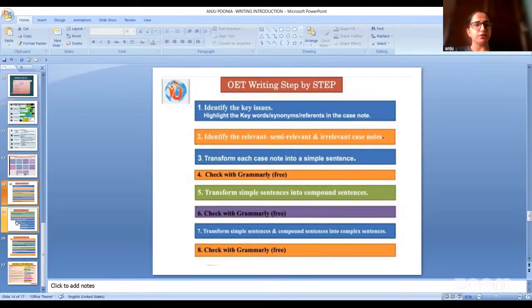Check with Grammarly. Okay, I'm competent at turning simple sentences into compound. Then simple sentence, compound sentence into complex sentence. How can you make it? Which information can I organize together to make a complex sentence? Again, check with Grammarly free. Next slide, Mini.